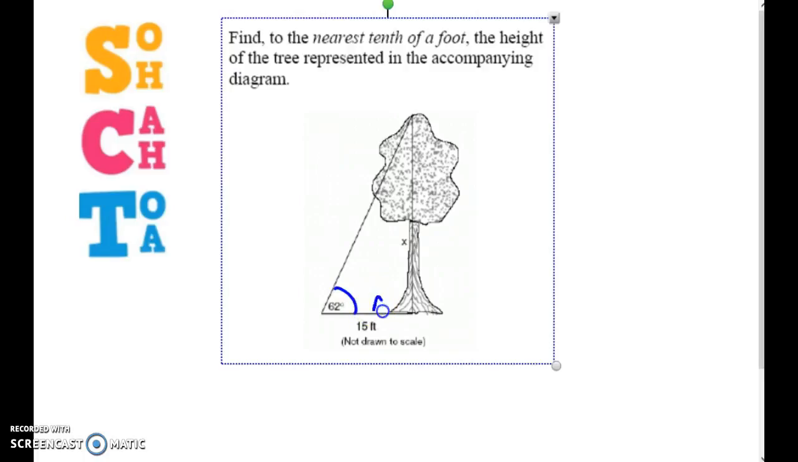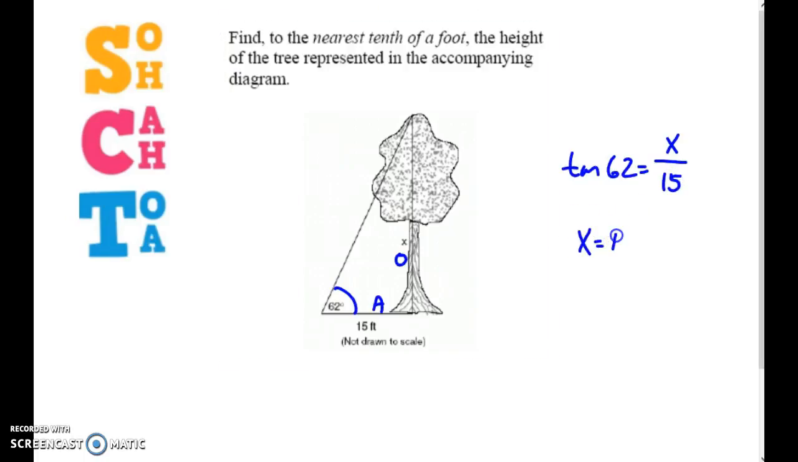I've got an adjacent and I've got an opposite, so I want to use tangent. And I would say tan of 62 is going to equal whatever my opposite is over whatever my adjacent is. I could grab a calculator and figure this out, but I'm just going to call it 15 tan 62 and call it a win.